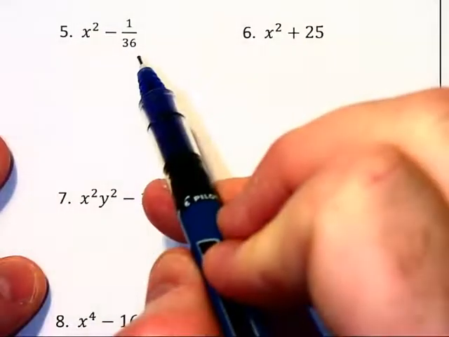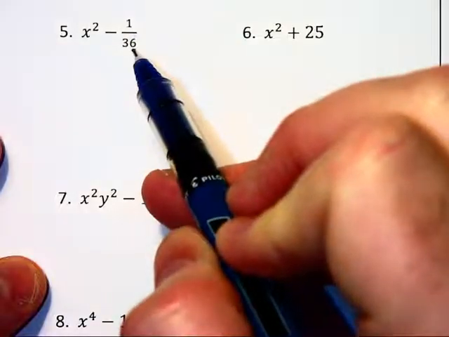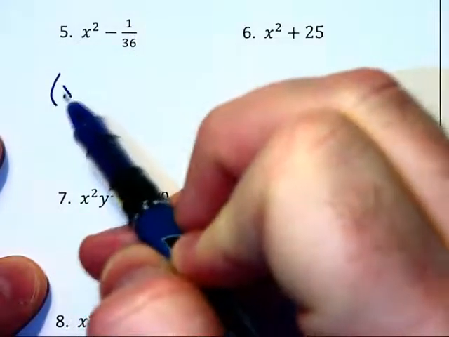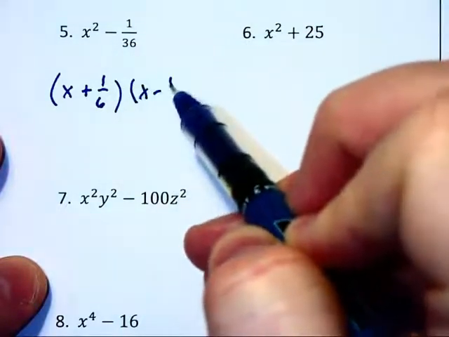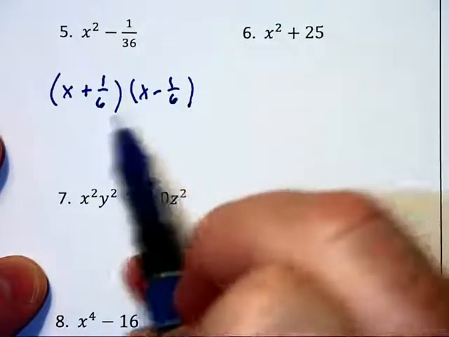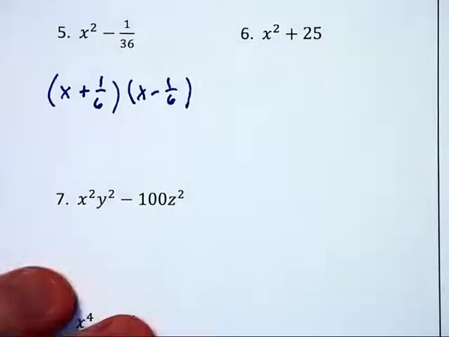When you have fractions, don't let that scare you. You square root the numerator and denominator separately, and so we will have x plus 1/6 and x minus 1/6 accordingly. The two middle terms of FOIL cancel each other out.